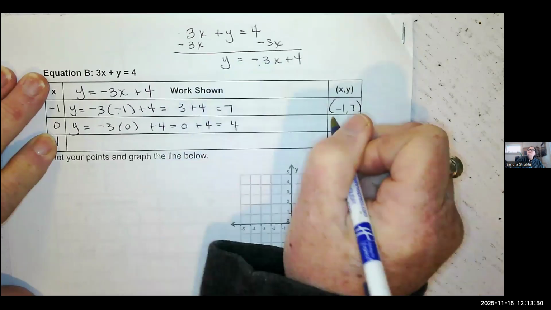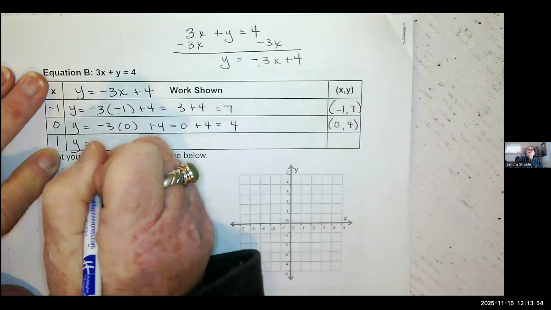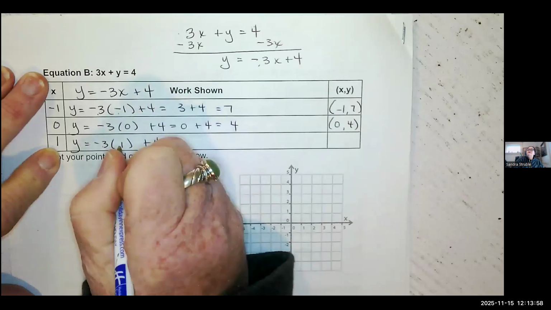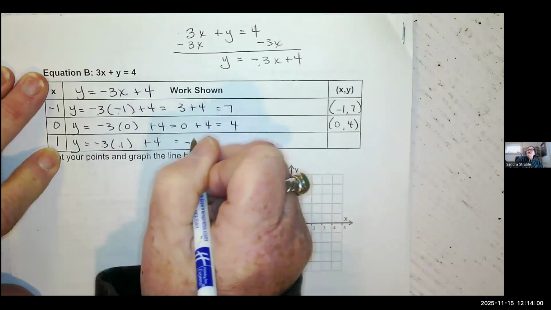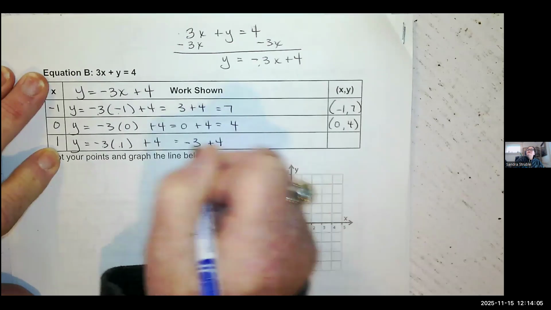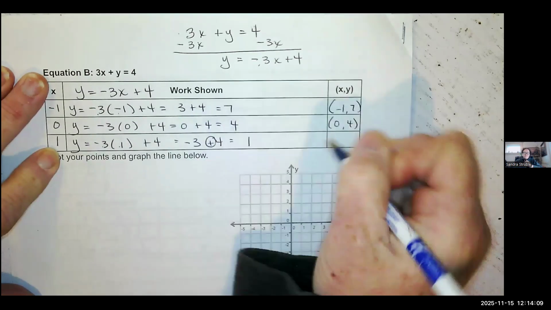And then the last one, y equals -3 times 1 plus 4. Negative times a positive is a negative. 3 times 1 is 3 plus 4. All right, now we're adding. The signs are different though, so we have to subtract and take the sign of the larger number. My ordered pair is 1, 1.